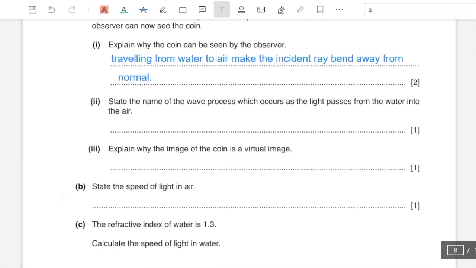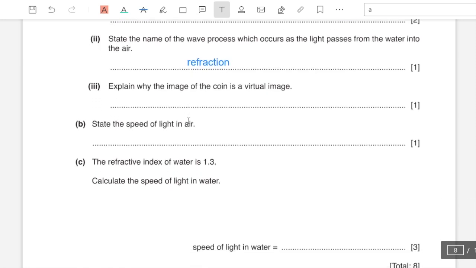To state the name of the wave process which occurs as the light passes from water into the air. This is refraction. 3. Explain why the image of the coin is a virtual image because it can't be captured on a screen.